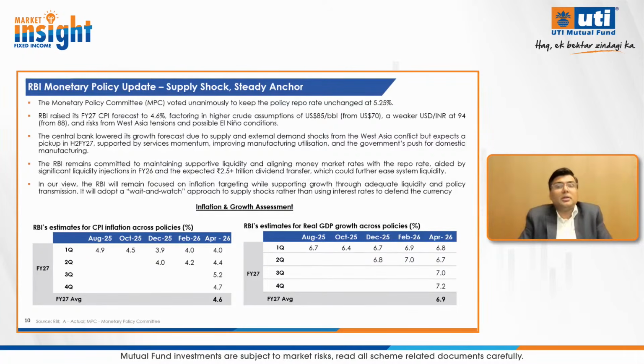So if you see, they're assuming $85 a barrel from $70 a barrel in October 25, and for the currency also they've assumed a weaker USD INR at 94 from 88. Now, of course, the risks are both towards upside and downside. If El Nino conditions were to fructify in May and June, probably we will see further pressure on food inflation.